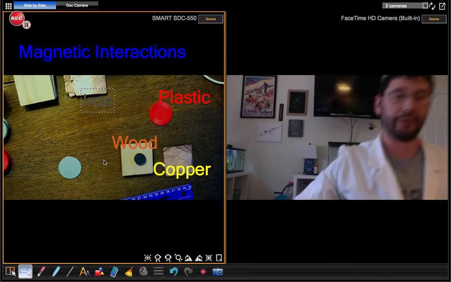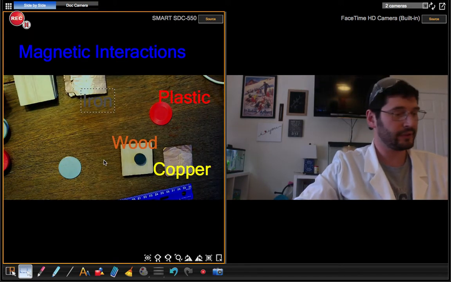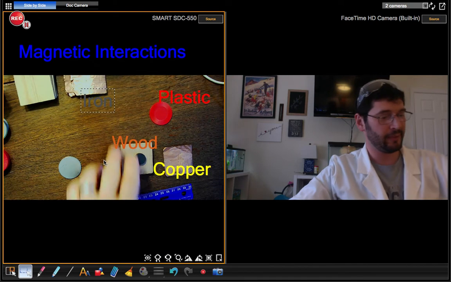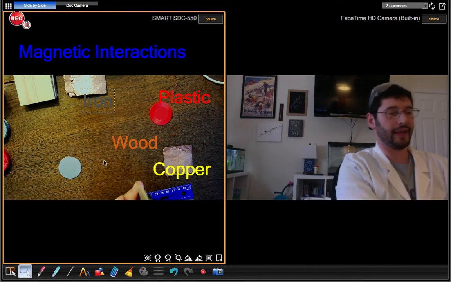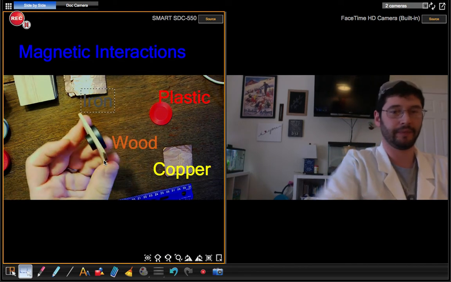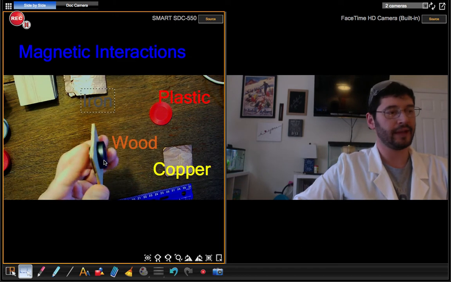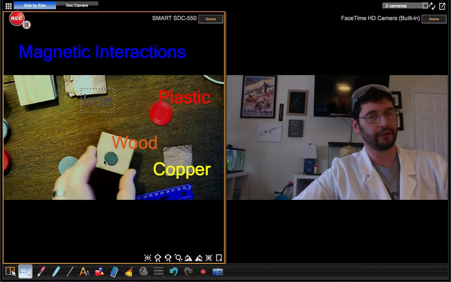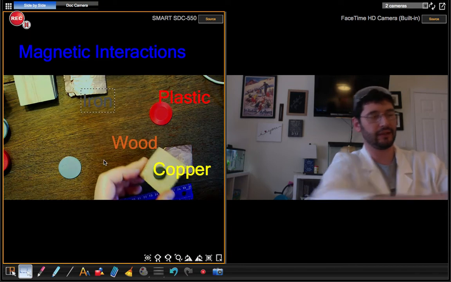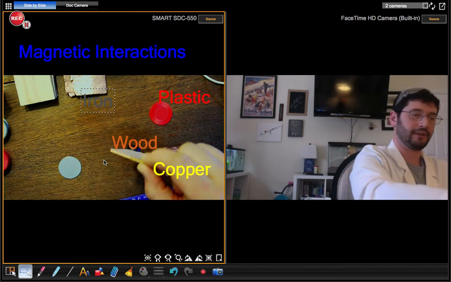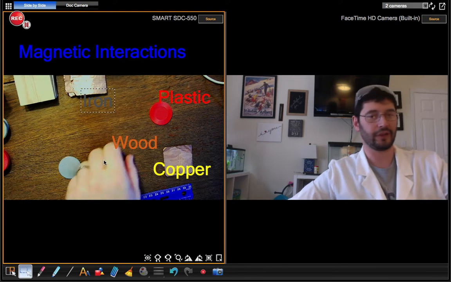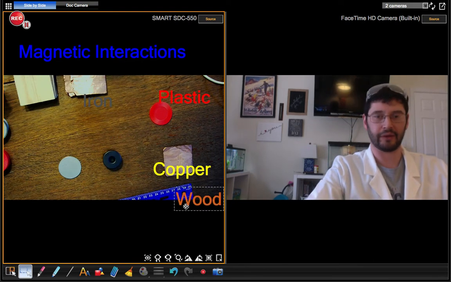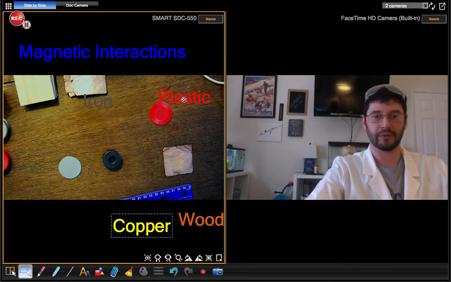Good enough. Okay, so what we're looking at is how these materials interact with each other and with magnets. You can see here that when I have the wood, the magnets are not interacting quite with the wood. What they're doing is interacting with each other. Let me move these out of the way so we can get a better view of what's happening here. There we go.